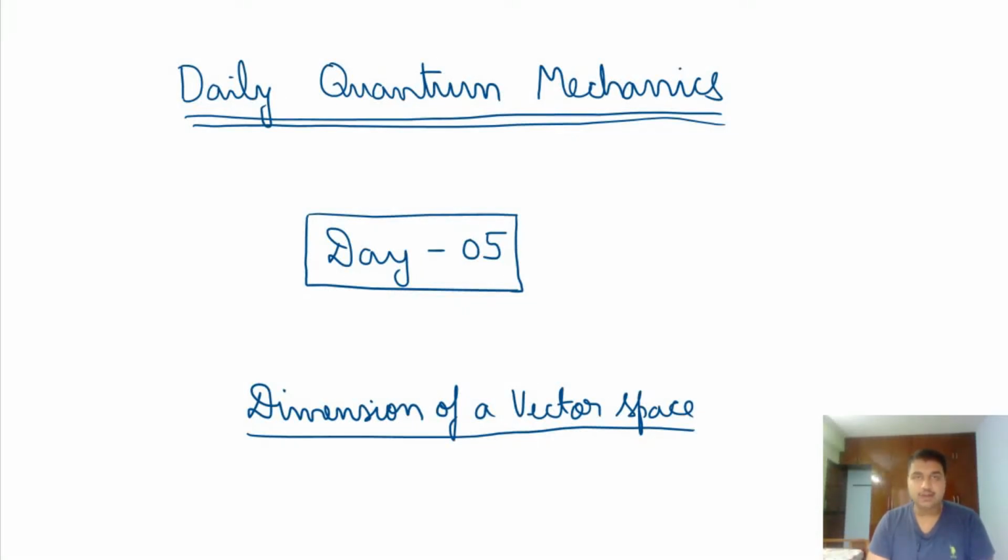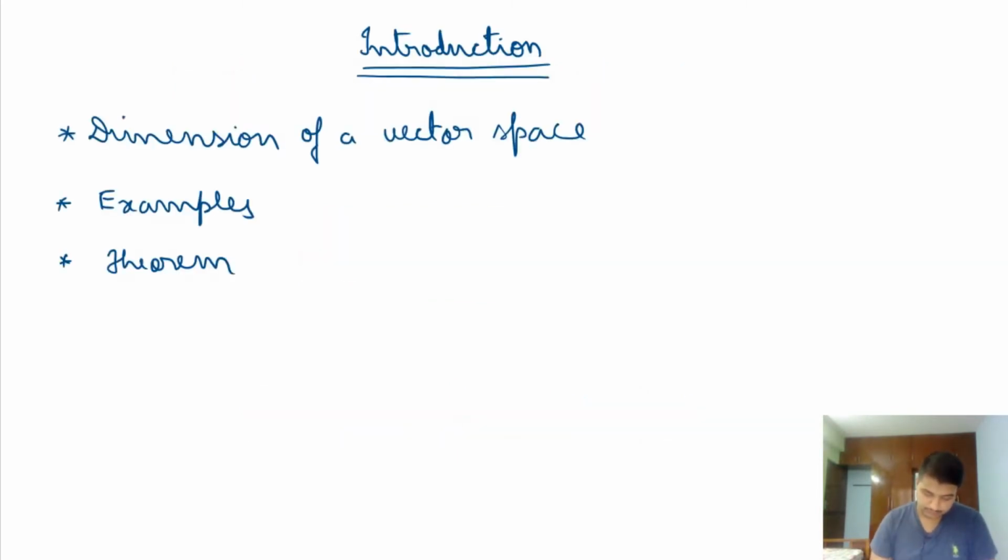This is day 5 of daily quantum mechanics, and in this video we are going to understand what we mean by dimension of a vector space. We will go through some examples and finally end with an important theorem. Alright, so let us get started.